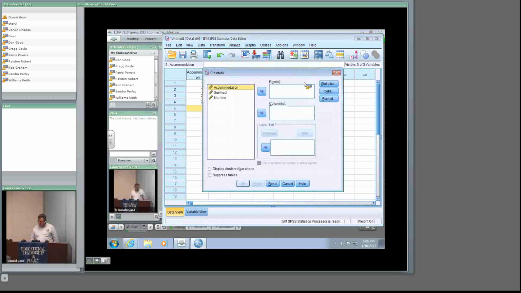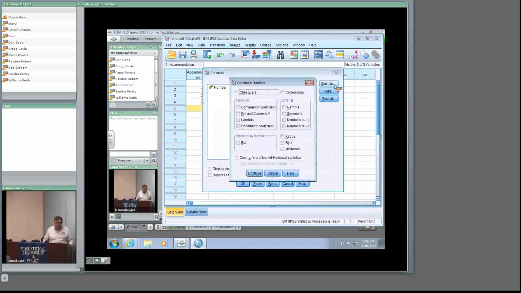And again, it doesn't matter what the rows are, what the columns are, but I'm going to stick with the way the data is presented to us in the book. The rows are whether or not they survived, and the columns are what the accommodation is. If you get it mixed up, it doesn't matter because you've got it labeled right anyway. If we go to statistics, we want the chi-square, and we want the phi and Cramer's V.